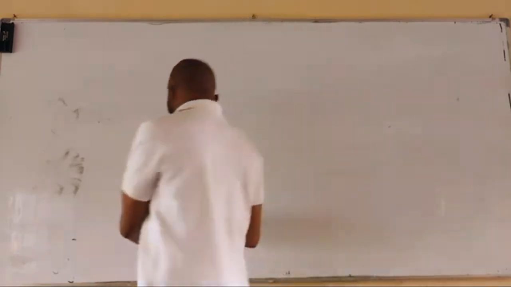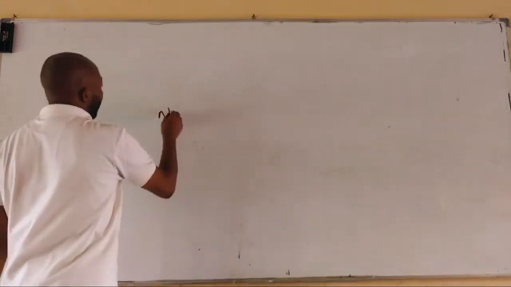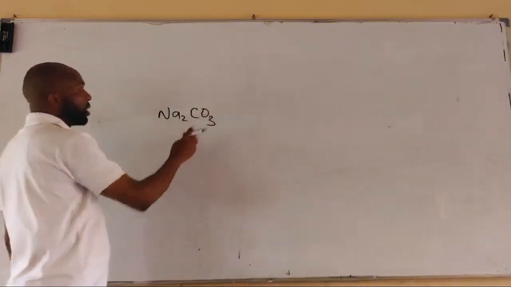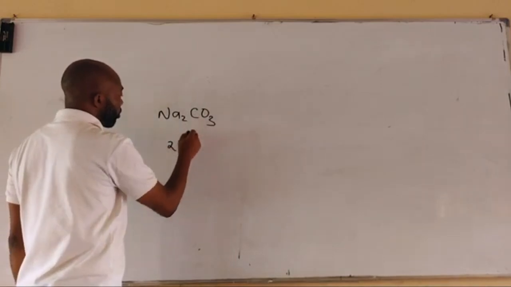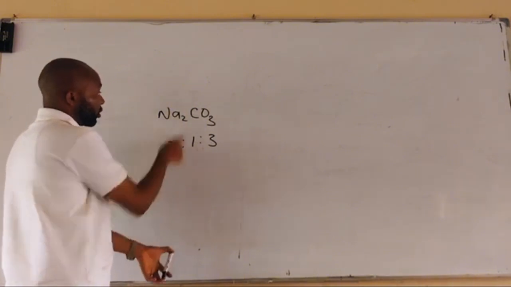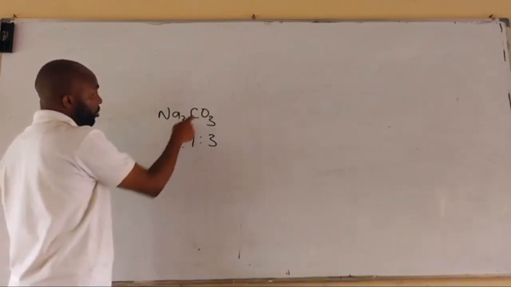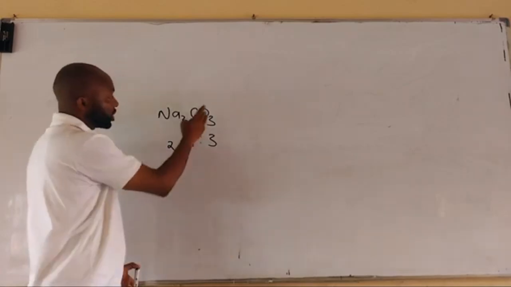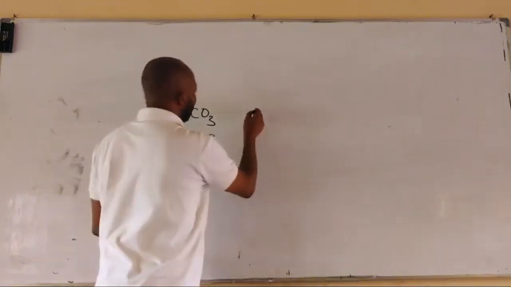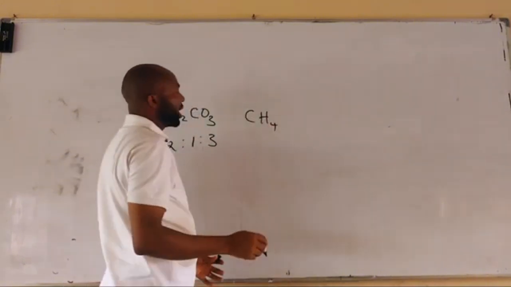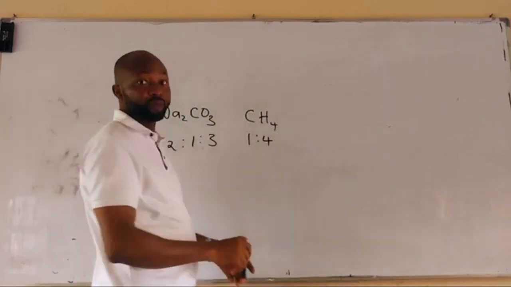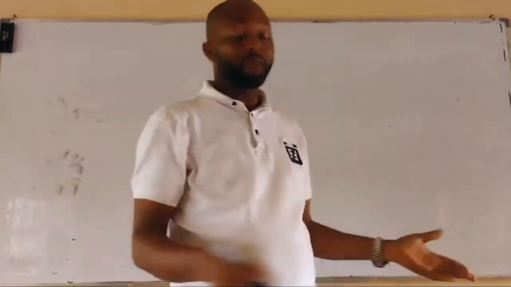Let's see, for example, we have Na2CO3. These atoms combine in the ratio of 2:1:3. We have sodium, which is 2 atoms, carbon here is 1, and oxygen here is 3. So they combine in the simplest ratio of that. We also have something like CH4. They combine in the ratio of 1:4, carbon being 1 and hydrogen being 4. So that is our empirical formula.